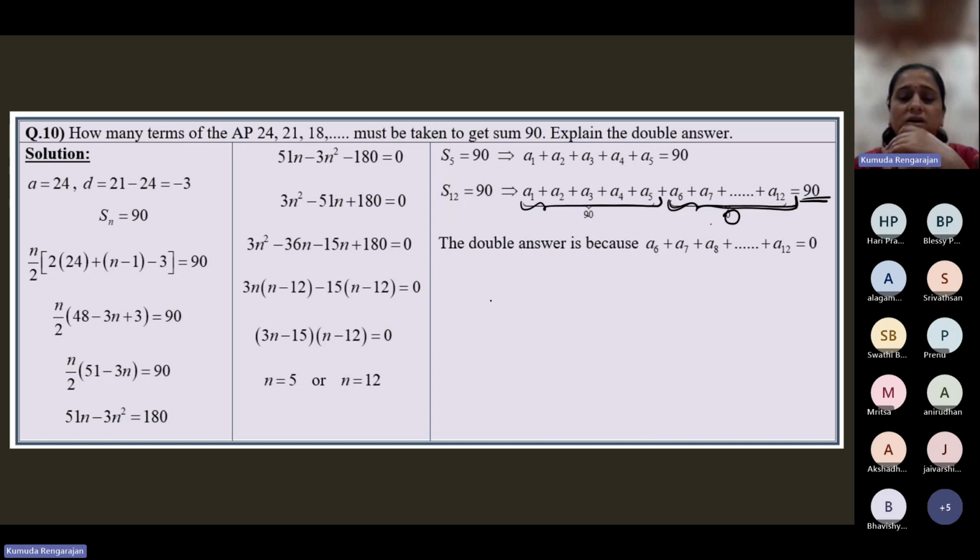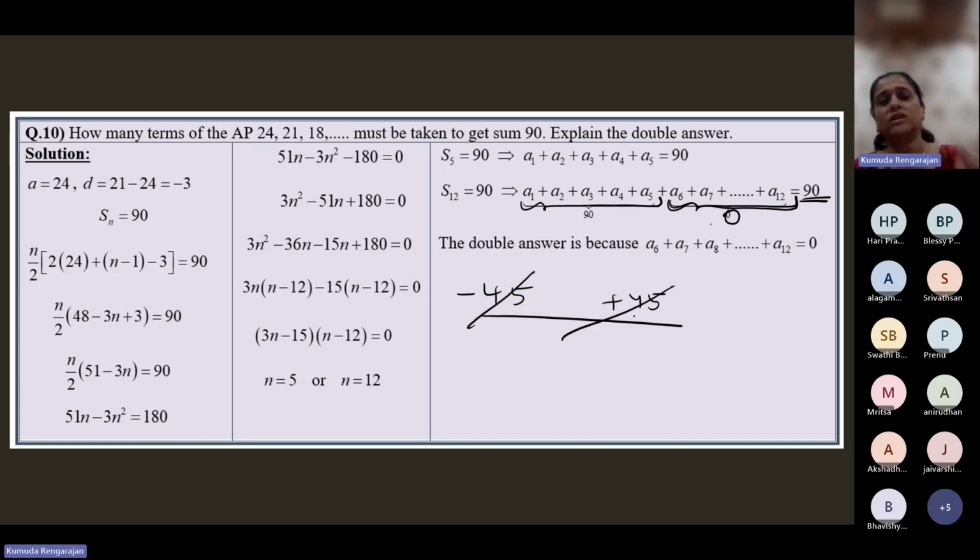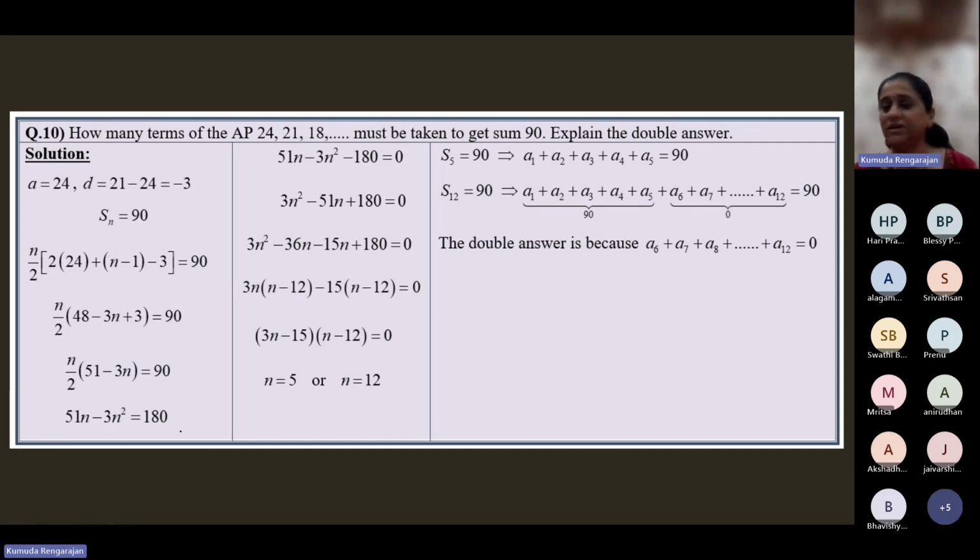So you get the negative sum as minus 45. The positive sum is plus 45. So in total, the sum is 0. So that's the explanation for the double answer. The double answer is because the sum from the 6th term to the 12th term is 0.